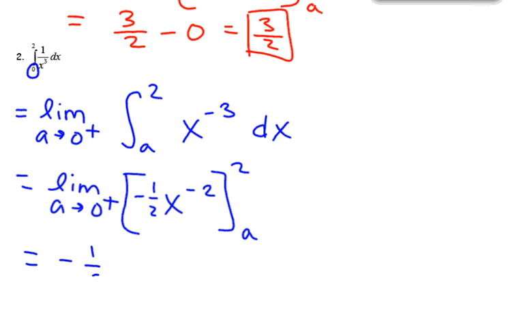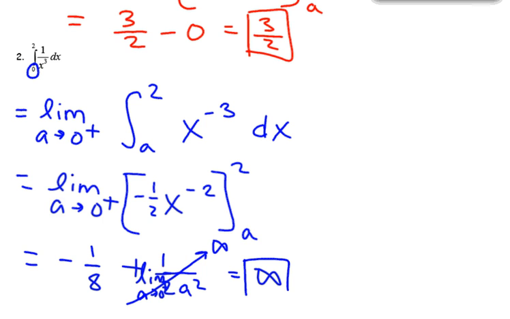So that would be negative 1/8. And then you would be subtracting the negative 1/2, so that would be actually adding 1/2 of 1 over a squared, and we're looking at the limit as a is approaching 0 from the right. So as a approaches 0 in that sense, this whole limit is approaching infinity, and infinity minus 1/8 is still infinity. Okay, so that improper integral actually does not exist.